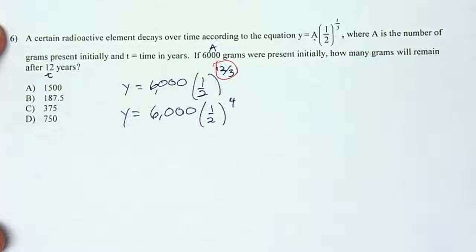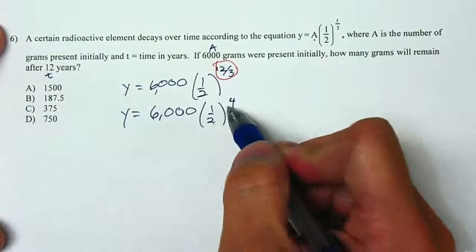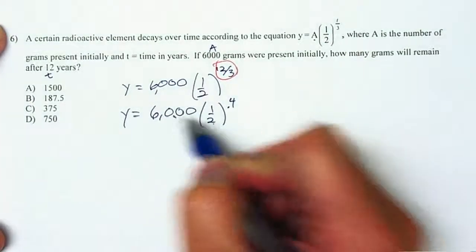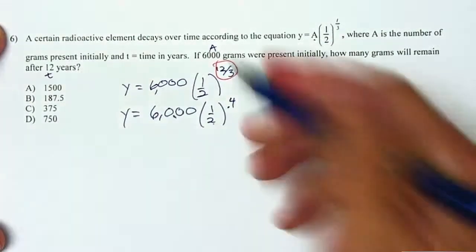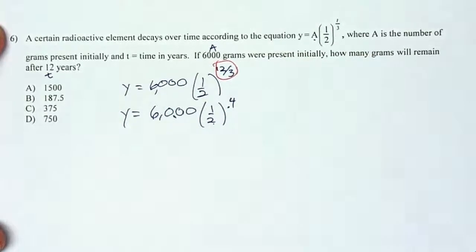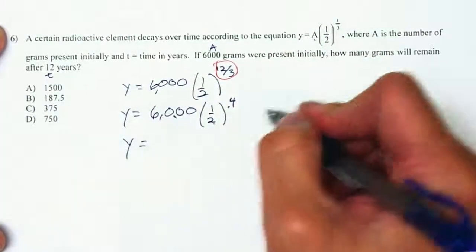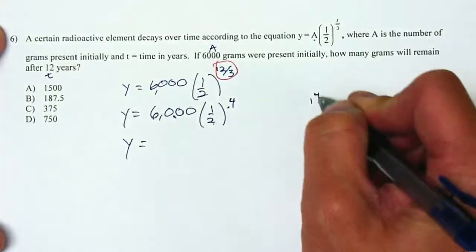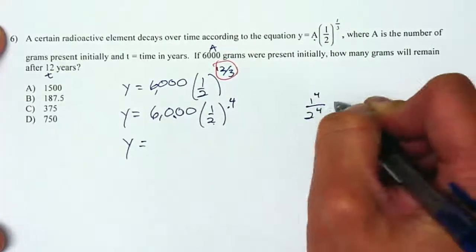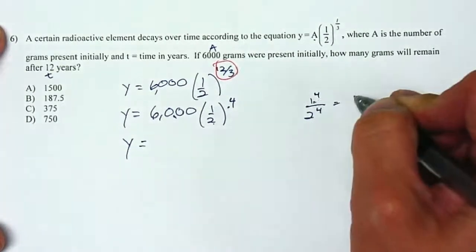So now it's an order of operations problem. Do I want to do exponents first, or do I want to do division and multiplication first? And clearly we want to do the exponent first because that comes first in our order of operations. So it's 1/2 to the 4th power, which is the same thing as 1 to the 4th over 2 to the 4th. 1 times 1 times 1 times 1, 1.